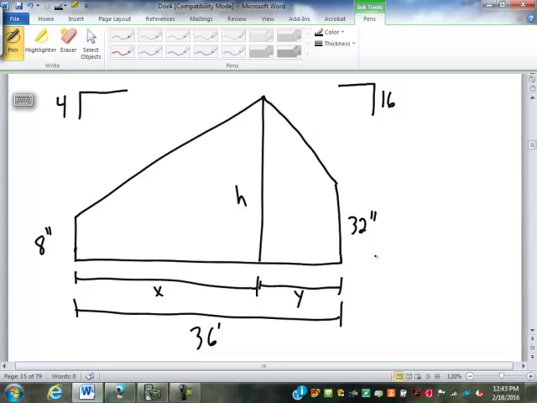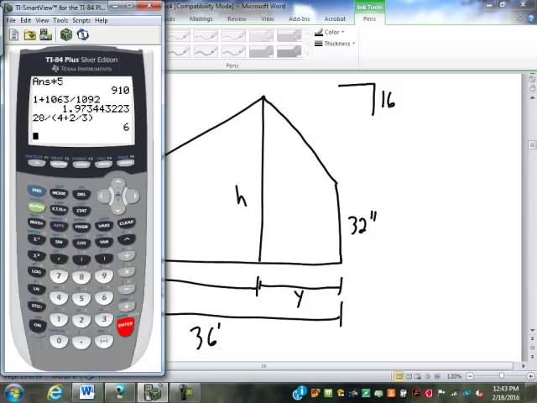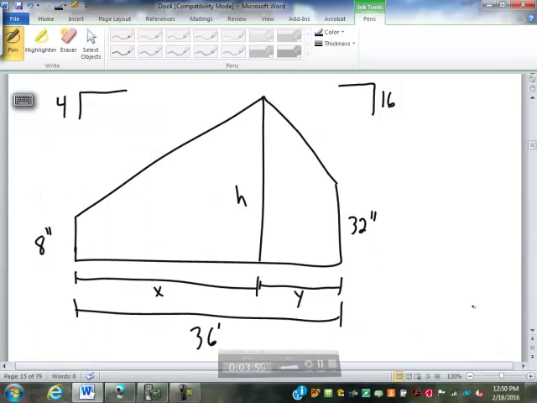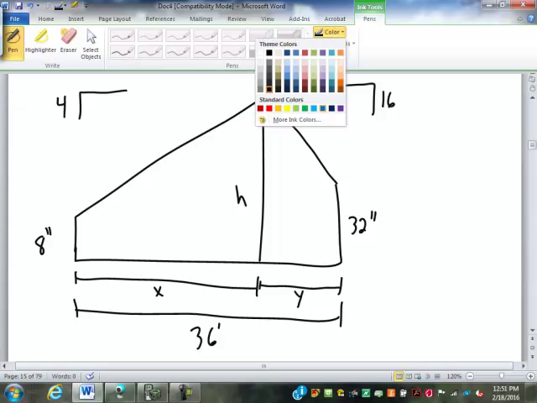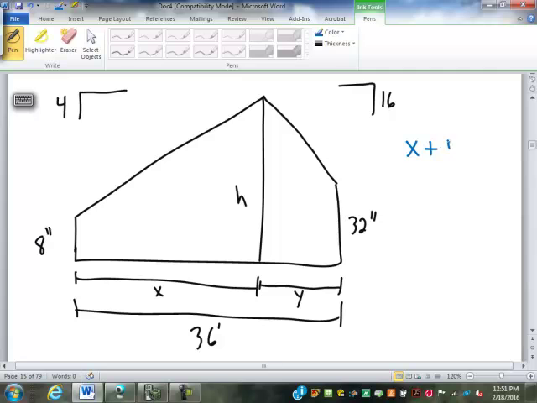Try this one. Find x and y. So where do we start here? 4 over 12 equals h over x. Okay, well, first of all, I would always start off with x plus y equals 36.